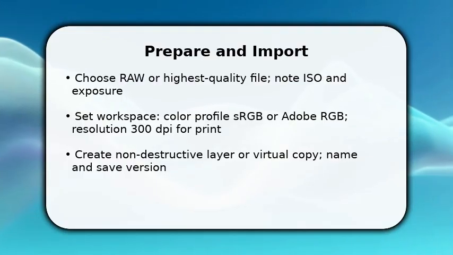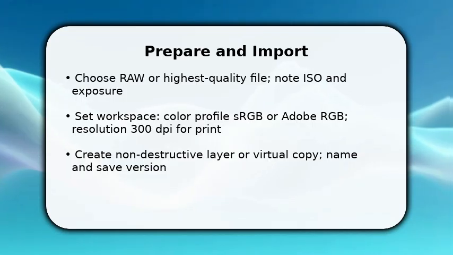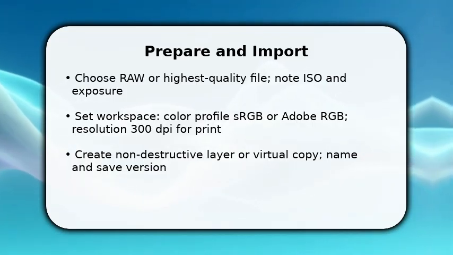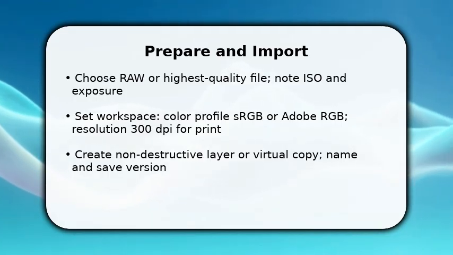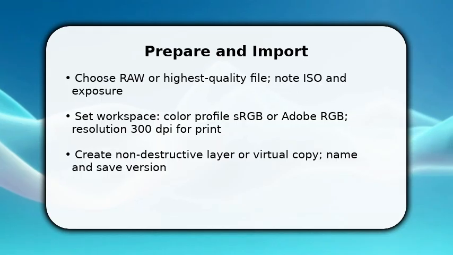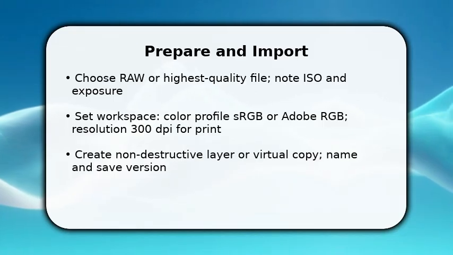You start by importing the highest quality file and creating a non-destructive copy so edits stay reversible. Open the file in your editor, set the workspace color profile to sRGB for web or Adobe RGB for print, and confirm resolution. Once done, straighten and crop to fix composition using rule of thirds or 16:9 framing.